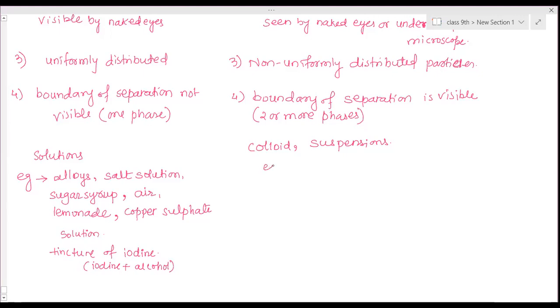Now, heterogeneous mixtures. Ma'am, pizza, buttermilk, oil and water. Ma'am, lemonade. Lemonade is not oil and water, right? Lemonade, flavored rice. Any type of flavored rice. Okay, all types of cooked food are heterogeneous mixtures.